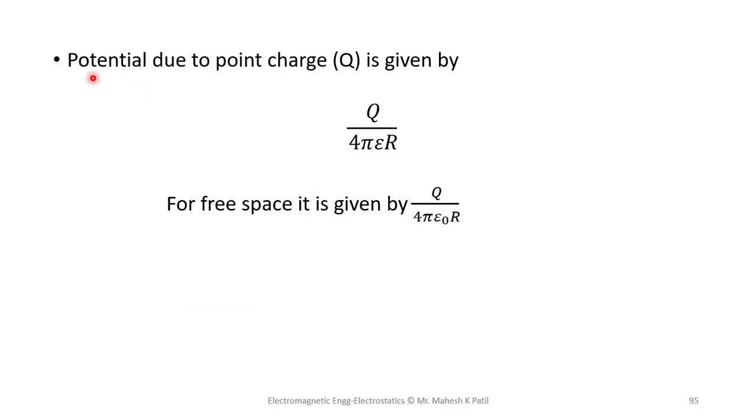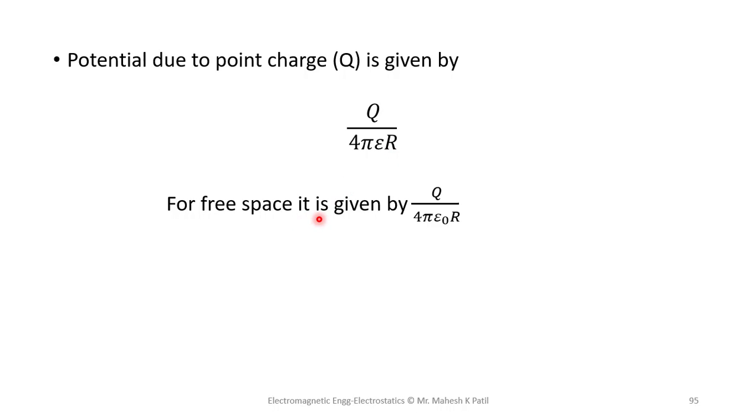Now we'll write one simple equation, that is the potential due to a point charge. Please remember this equation. The potential due to a point charge is given by the simple equation V is equal to Q upon 4 pi epsilon R, where R is the distance of the point for which we are going to calculate the potential.